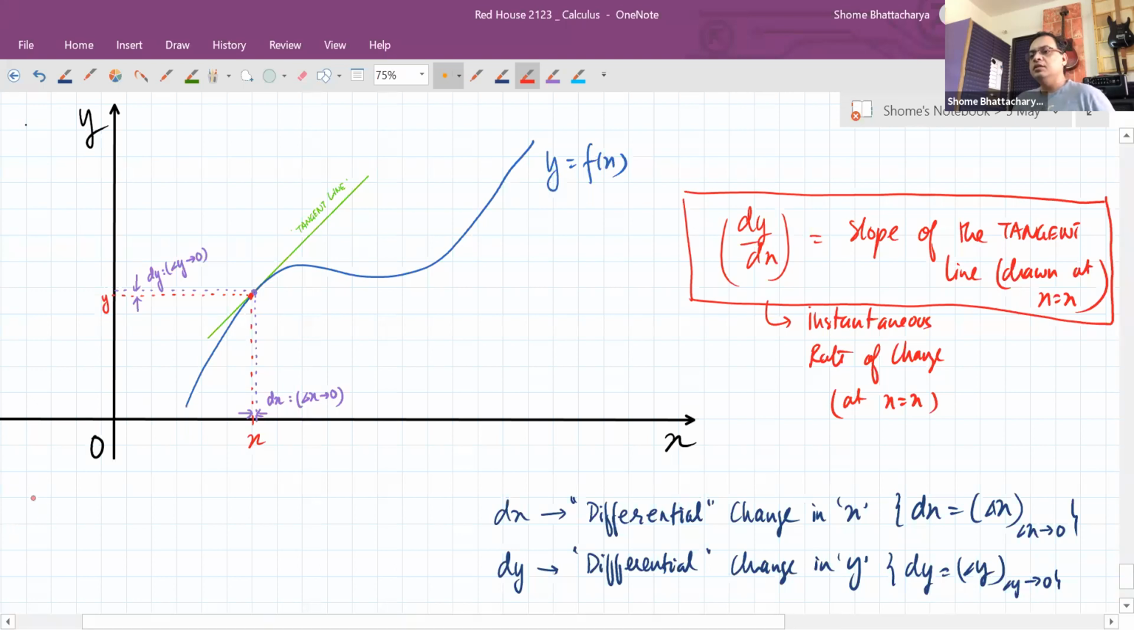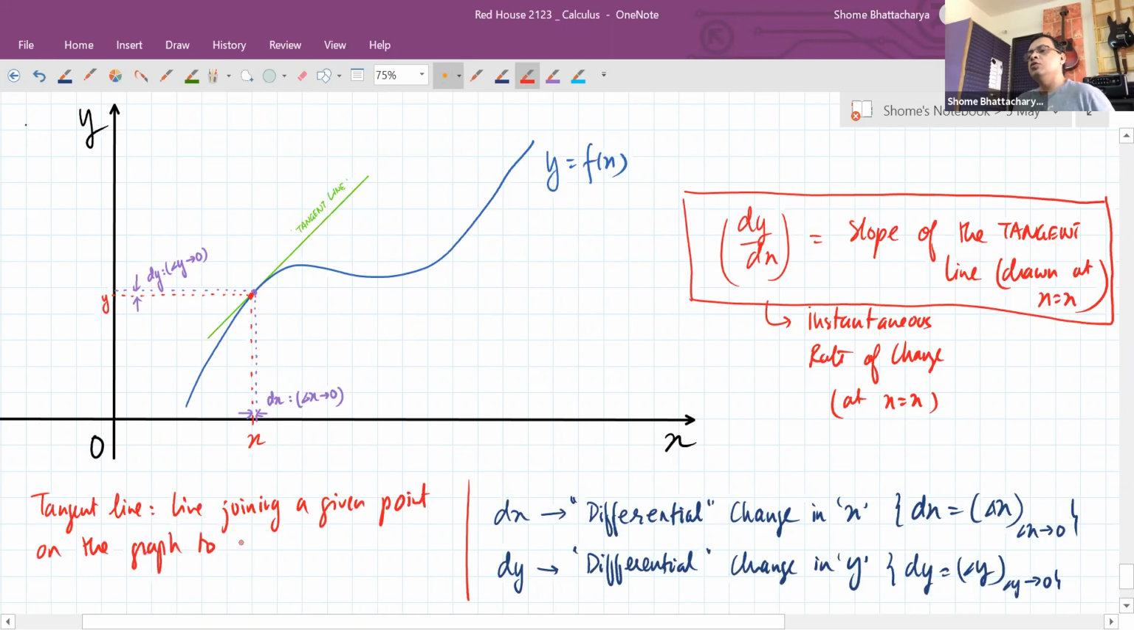So what is a tangent line? It is a line joining a given point on the graph to another point which is extremely close to it. So it almost merges with it.